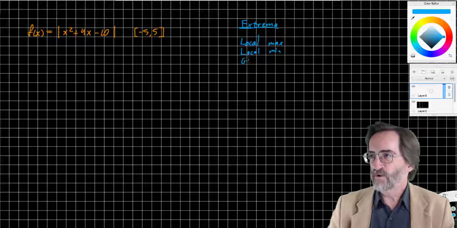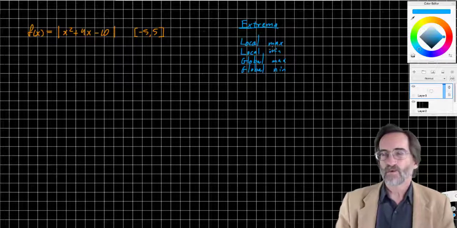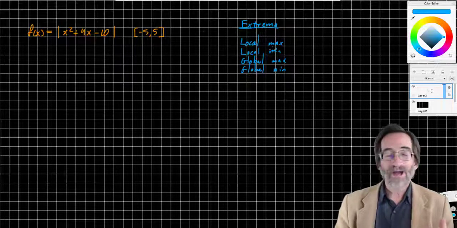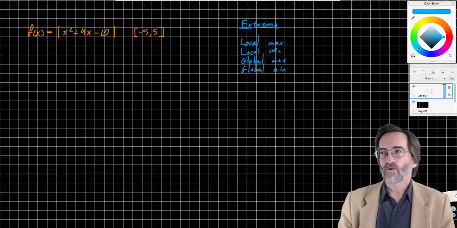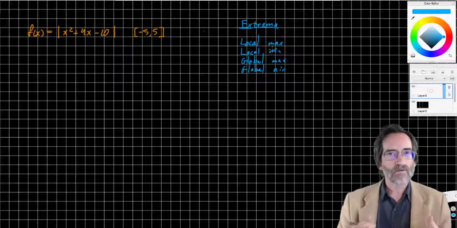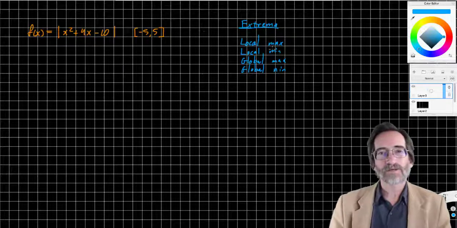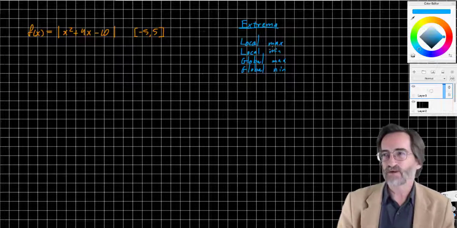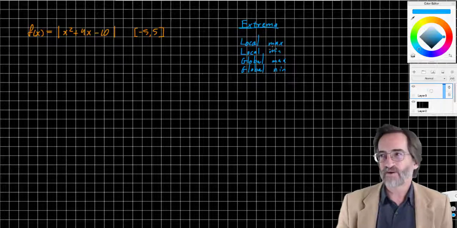a global maximum and a global minimum. The names are pretty straightforward to remember. Local means within a region around a particular value. So the local max is the highest point within a region around a point that you specify. A local minimum is the lowest point in a region which you specify. The global max is the highest point anywhere on the function within the specified domain. The global minimum is the lowest point on the function within the specified domain.